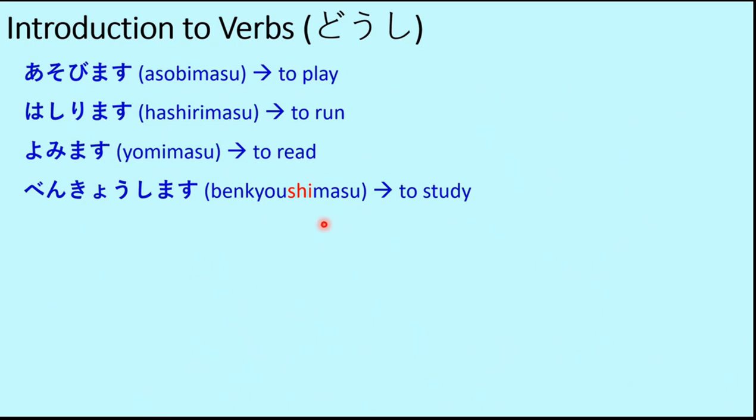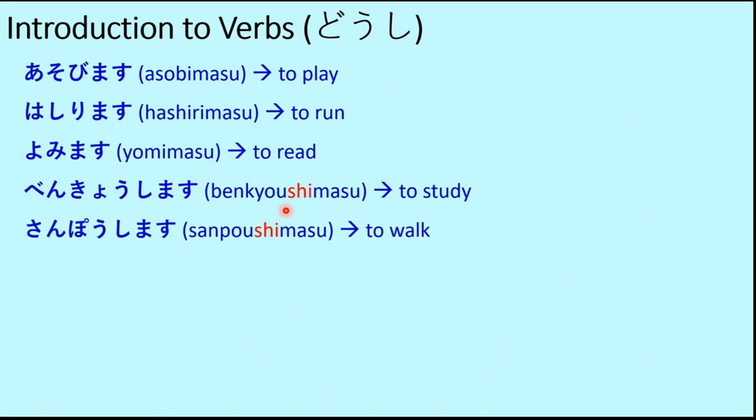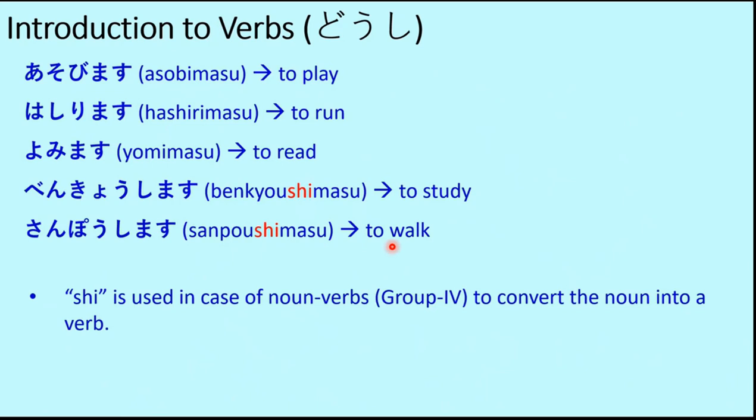Now in the formal form, benkyo suru becomes benkyo shimasu. So this is benkyo shimasu. This also means to study. So for the noun verbs, we don't use simply masu, but we add an additional shi. So benkyo shimasu. It's not benkyo masu, but benkyo shimasu. Similarly, sanpo shimasu. Sanpo shimasu means to walk. So this is again a noun verb, and because of which we add an extra shi before masu. So shi is used in case of noun verbs, that is group 4, to convert the noun into a verb form.